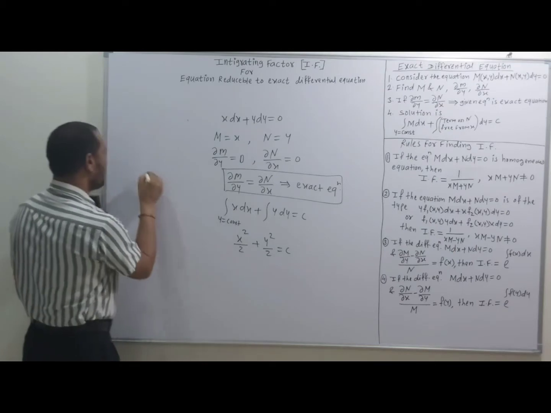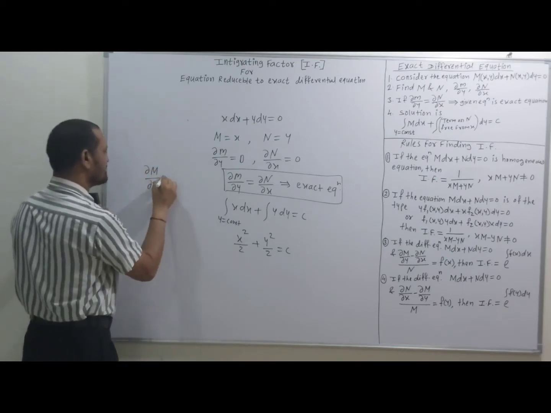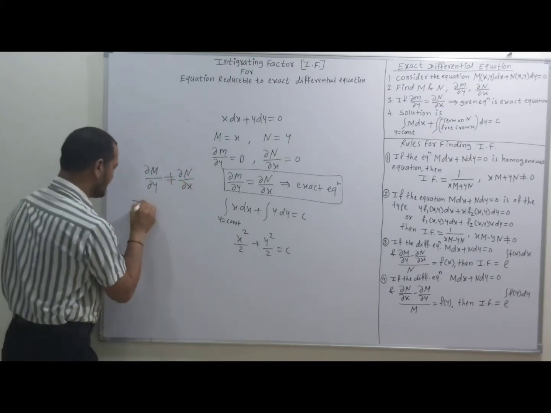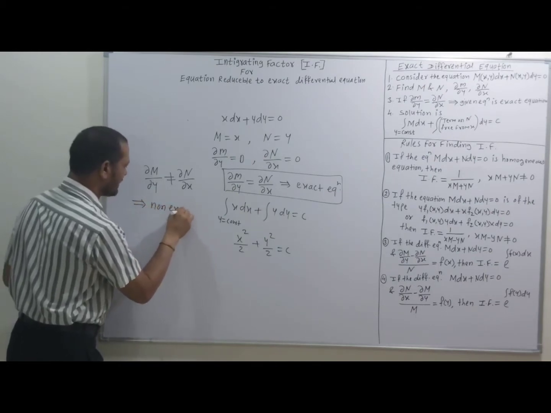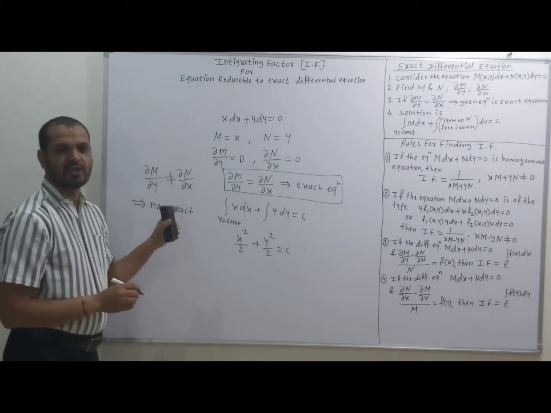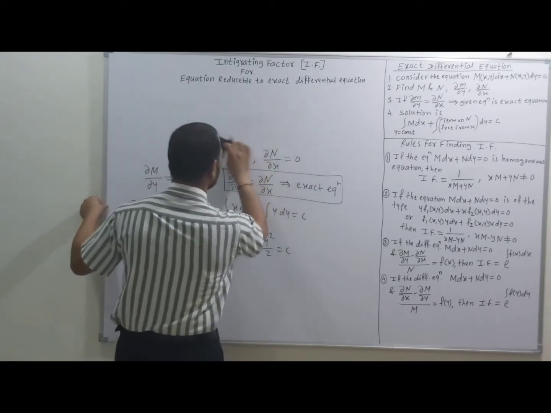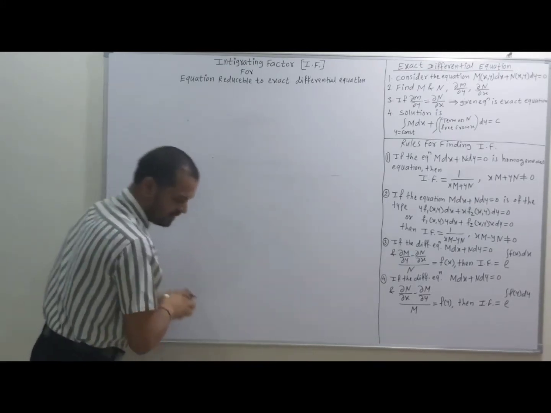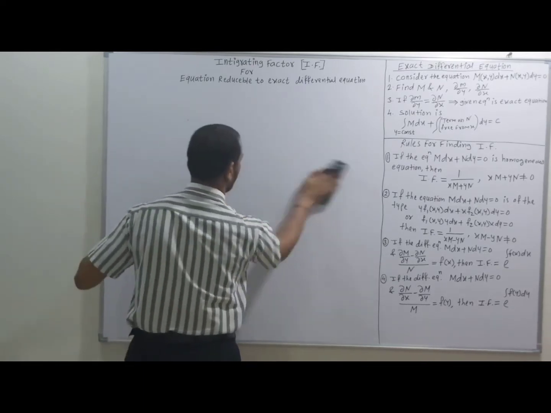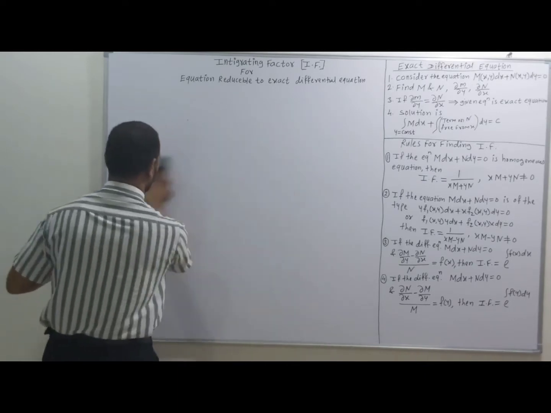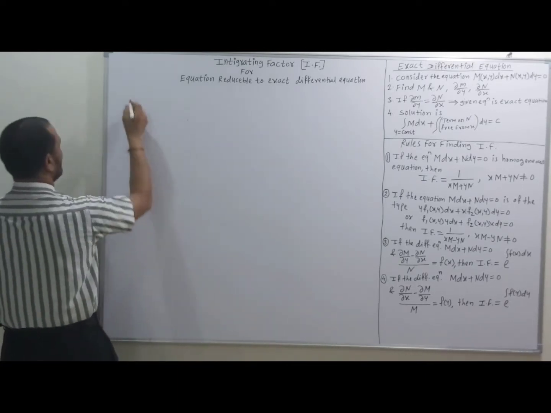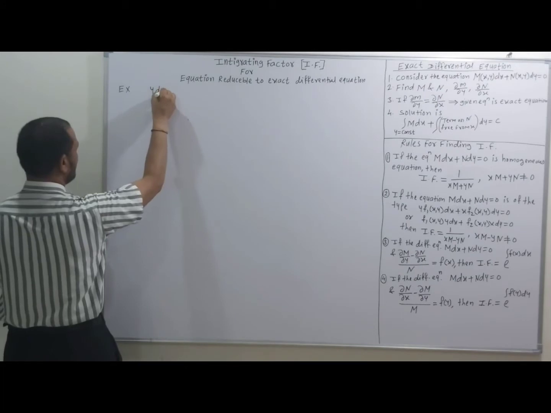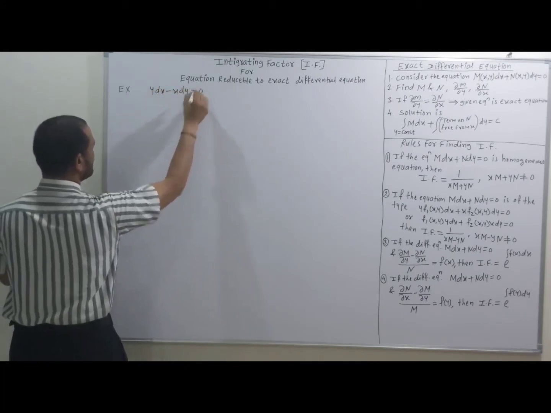But there are some examples where the partial derivative of M with respect to y is not equal to the partial derivative of N with respect to x. This indicates that the given equation is non-exact. So let's take a simple example where this condition does not hold. Suppose the example is: if we try to solve the equation y dx minus x dy is equal to 0.